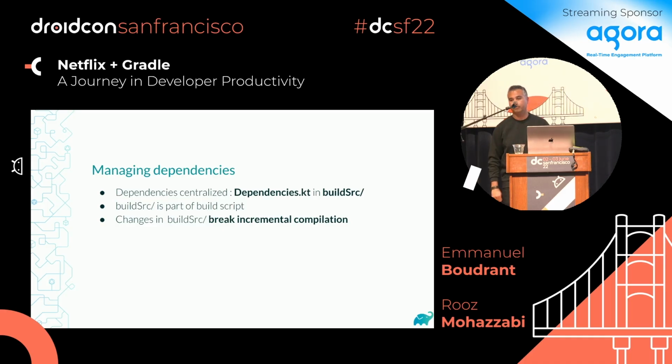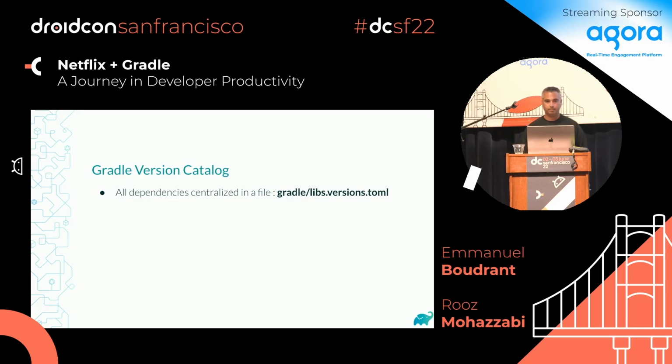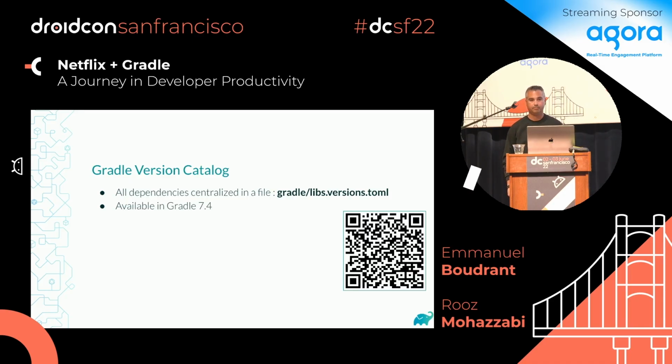So what we looked at recently is the Gradle version catalog. It's a new feature, not in AGP, but in Gradle 7.4. Before, it was experimental, but now it's released. It allows you to centralize all your dependencies in one or multiple files, but it's not going to break incremental compilation. And this is great for us.